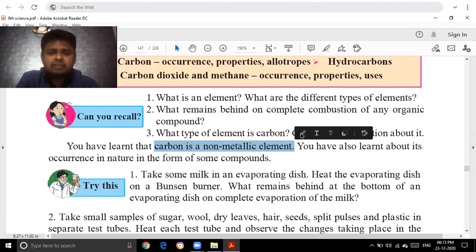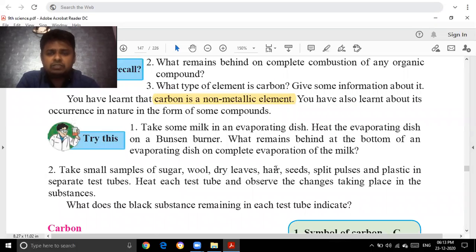Now, if we take some milk and heat it in an evaporating dish, then what will happen? A black color substance will be formed and will remain behind after evaporation of the milk, and that is nothing but the carbon that remains behind. तर तुम्ही जर ऑर्गॅनिक कंपाऊंड घेतलं आणि ते गरम केलं, जाळलं, तर शेवटी काय राहतं?